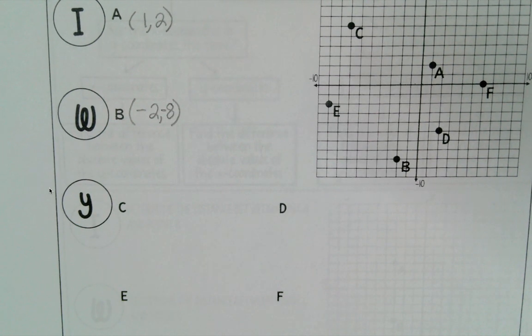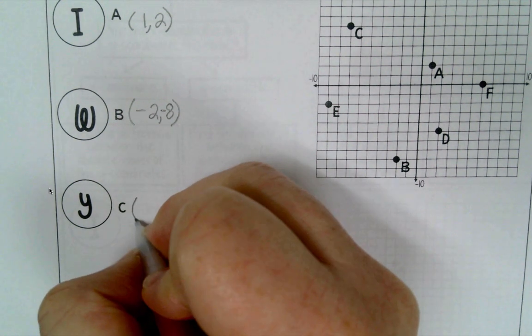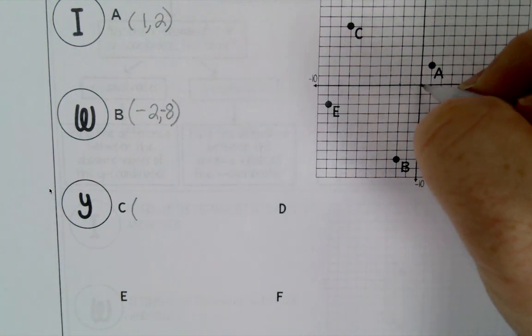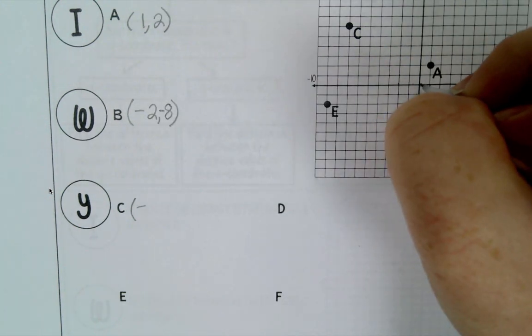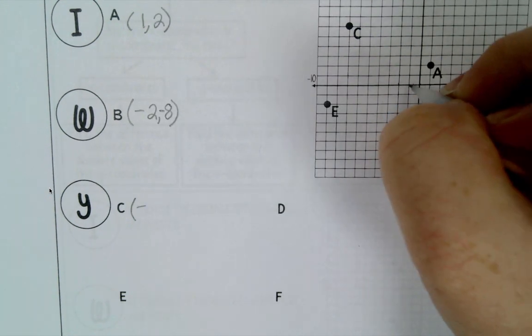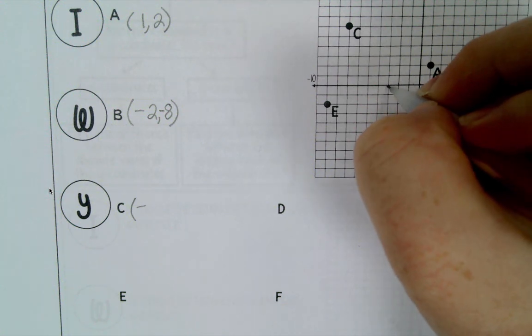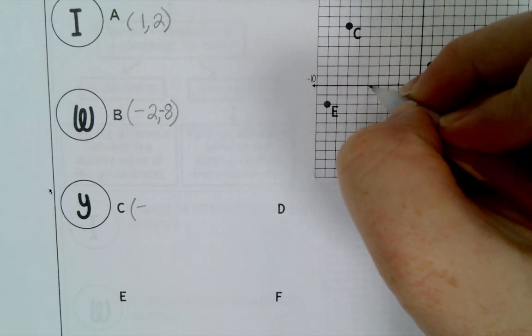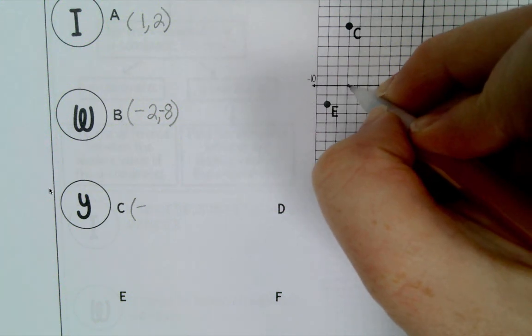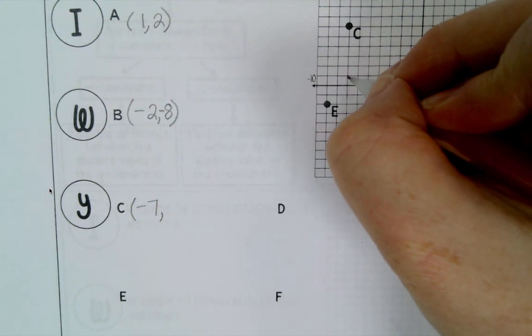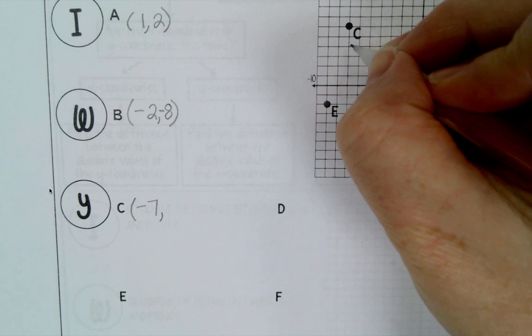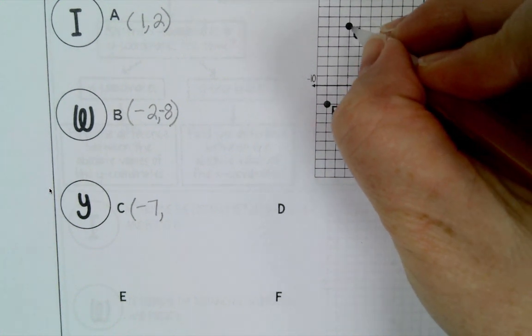So let's look at our you-dos: C, D, E, and F. Open my parentheses for C, start at my origin, and I'm going left. So x is automatically negative. I'm going to count to the left: 1, 2, 3, 4, 5, 6, 7, negative 7. And then we're going to count up 1, 2, 3, 4, 5, 6. And remember, moving up is positive.